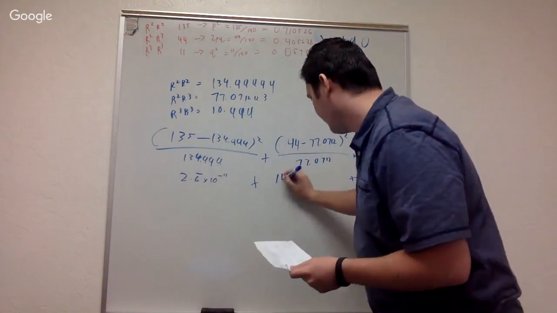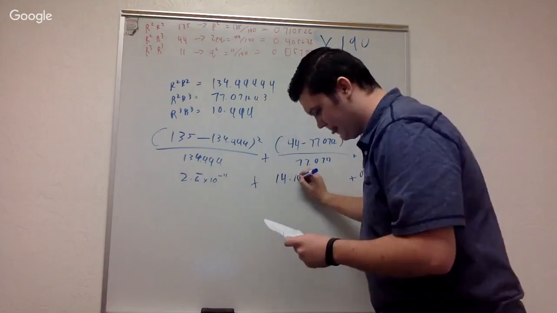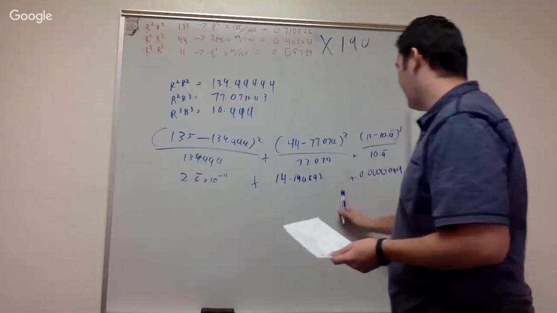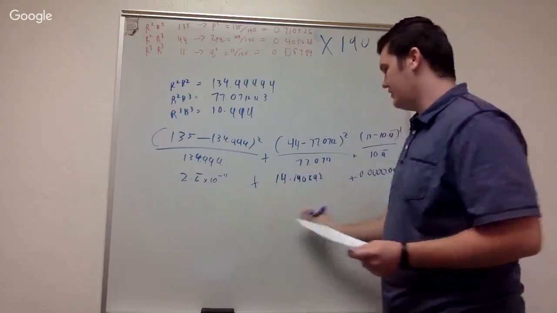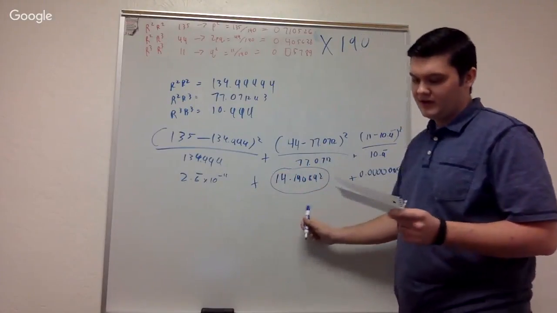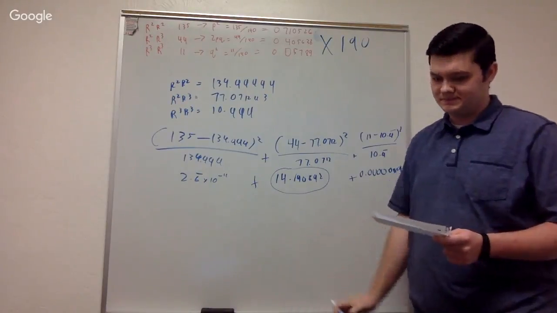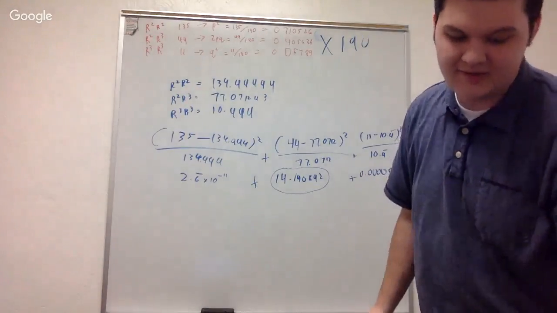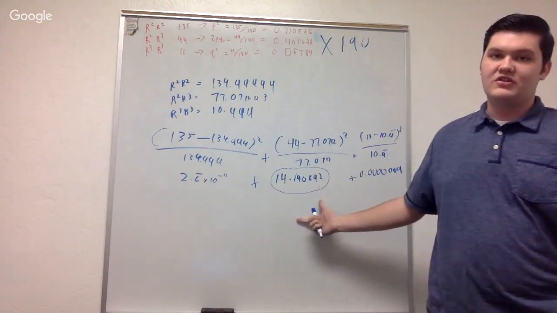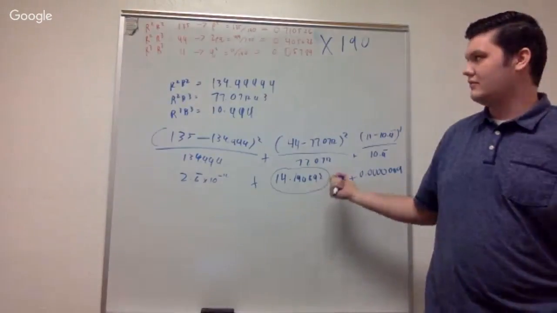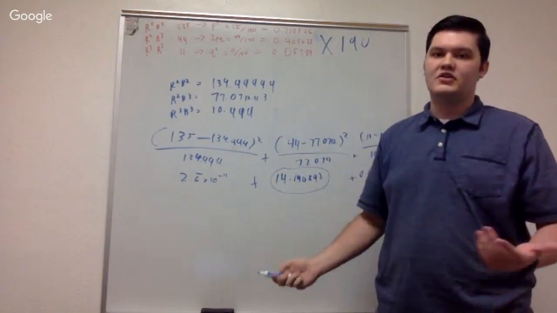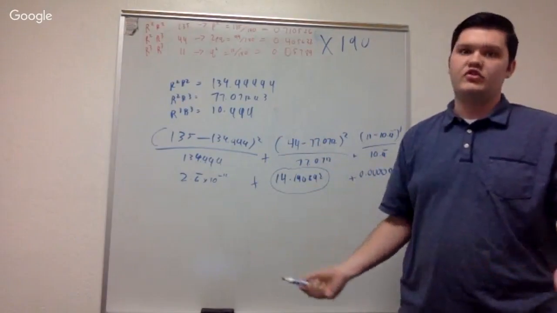I got about 14.190892. And when you add it all up, these are so small that when I rounded, it was still basically the same. So that's our chi-squared value. And that is big enough, if you check the table, that we reject our null hypothesis, which means that this population is not in equilibrium. There is some sort of evolution occurring.